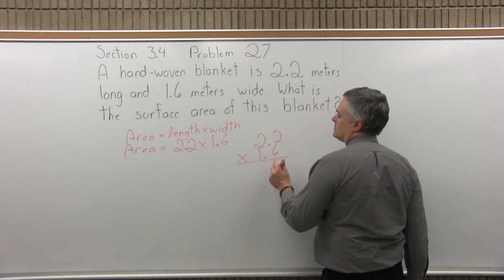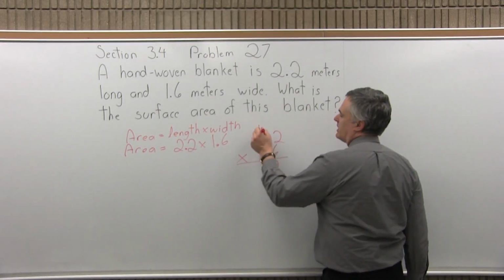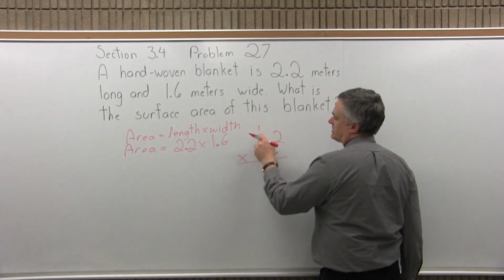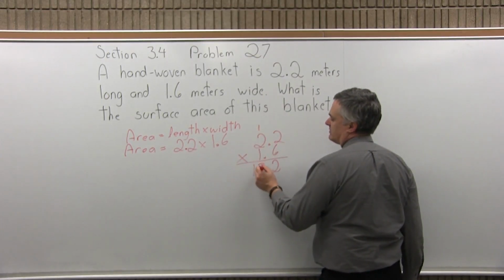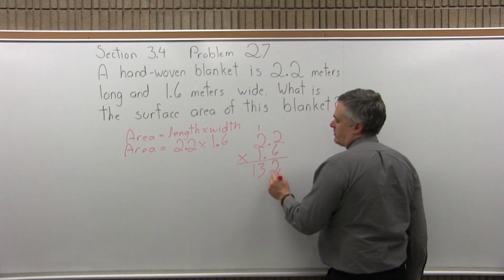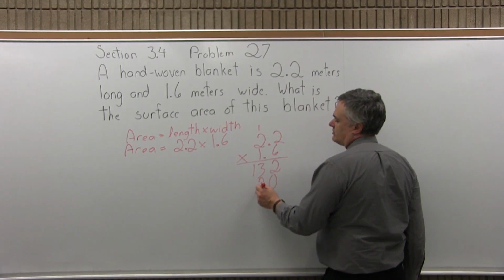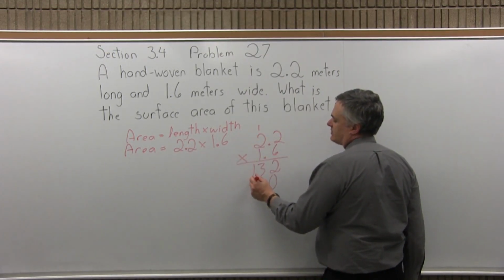6 times 2 is 12. Write the 2, carry the 1. 6 times 2 again is 12 again, but this time you add the 1 that you carried. So 12 plus 1 more is 13. Now move down a row, put in a 0 to hold your position. 1 times 2 is 2. 1 times 2 again is another 2.